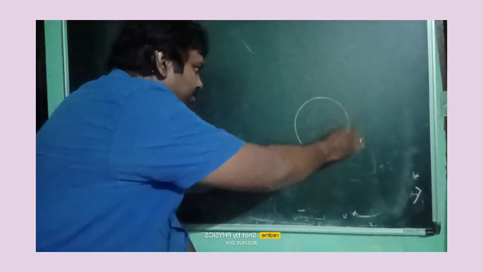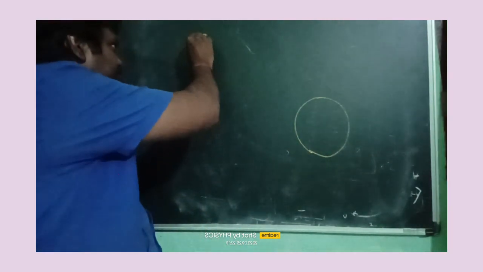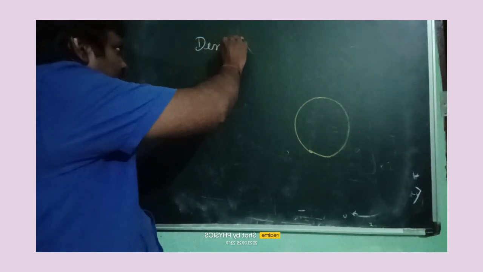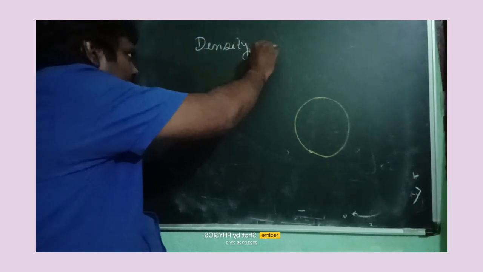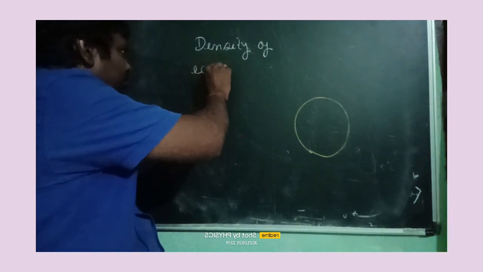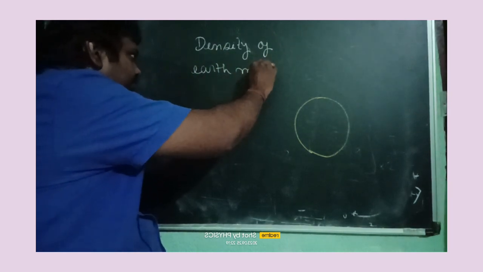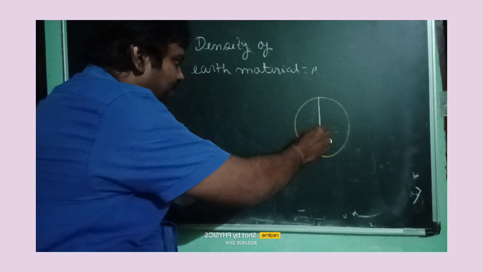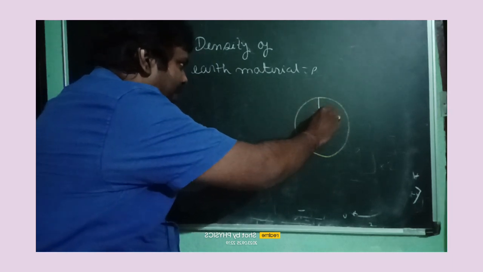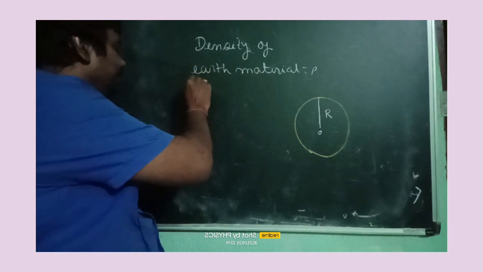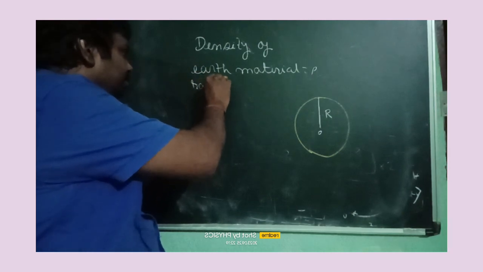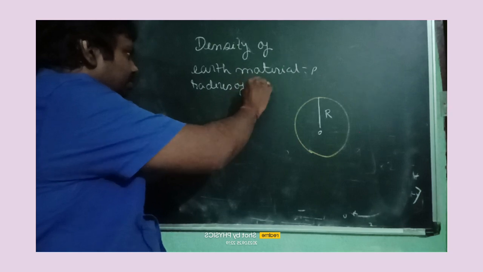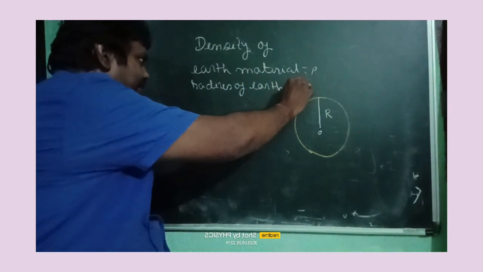For that, we have to consider the density of Earth material is rho, and the radius of Earth is capital R. Radius of Earth is equal to capital R.